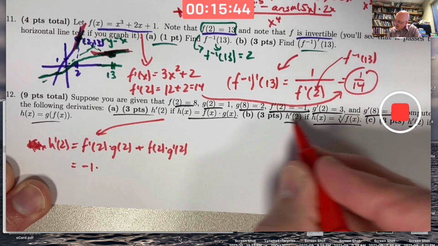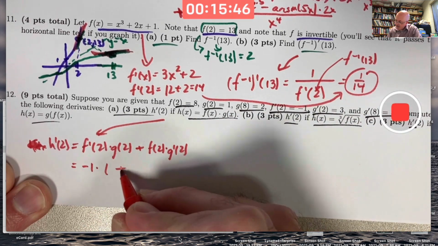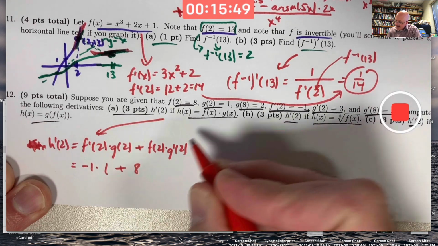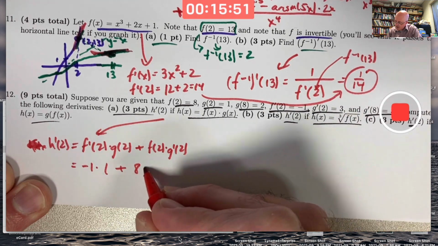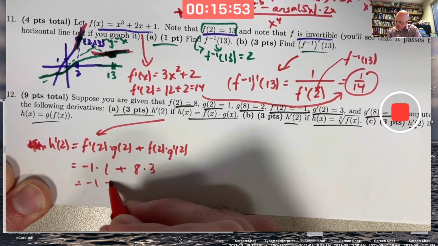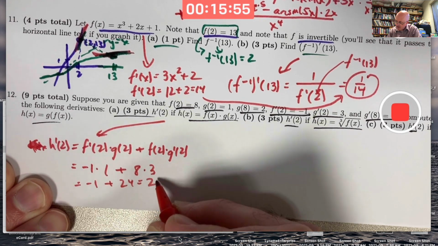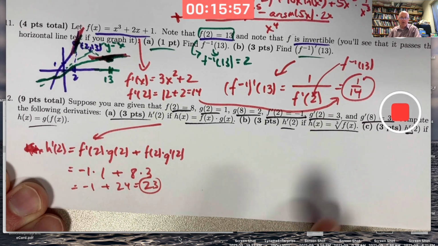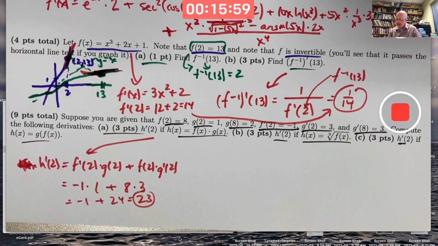G of 2, where is it? It's 1. F of 2 is 8. And g prime of 2 is 3. So this is -1 plus 24 is 23. And once again, I'm crossing my fingers, hoping I don't make a mistake in all this.